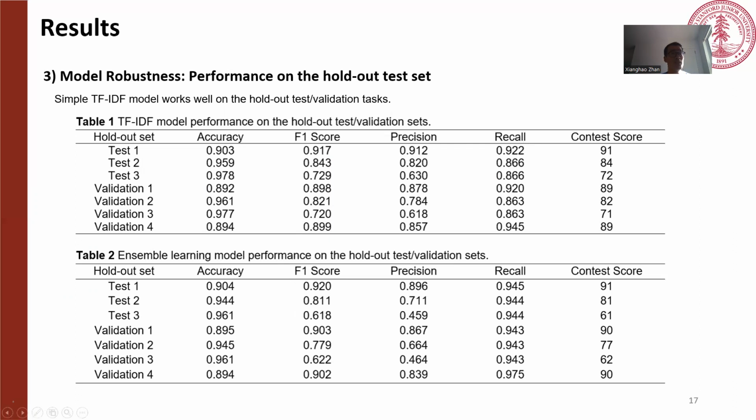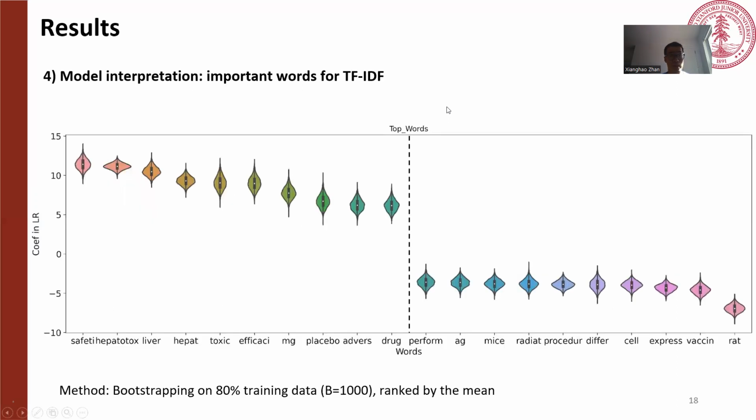And the major advantage of the TF-IDF model is not only its simplicity, but also its interpretability. So here, with the TF-IDF model, we perform the logistic regression, and we also bootstrapped on the logistic regression 1,000 times and calculate the regression coefficient in the logistic regression to see how positive these correlations are. The more positive the coefficients are, the more the words are related to the positive predictions, and the more negative, the more the words are related to the negative predictions of the daily publications or unrelated publications. And here we ranked the coefficient by their mean.